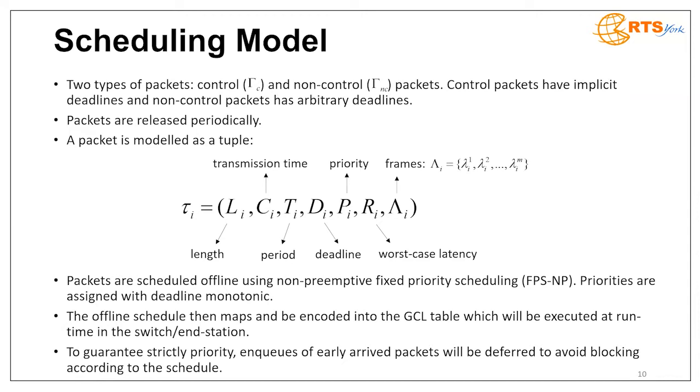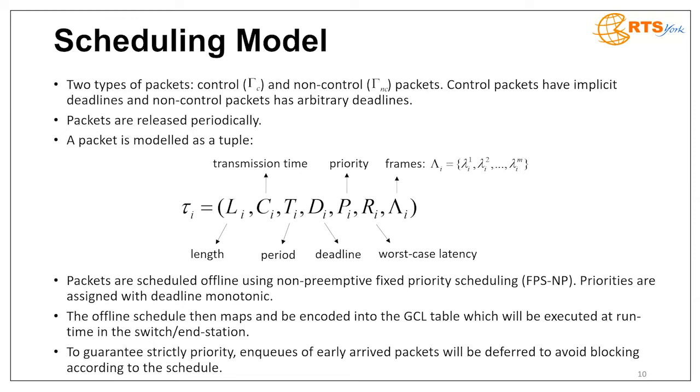In terms of the scheduling model, we have two types of packets, the control packets and non-control packets. We assume that control packets have implicit deadlines, meaning the deadline equals the period. And non-control packets have arbitrary deadlines, meaning the deadlines can be larger than the period. We also assume that packets are released periodically. So a packet is modeled as a tuple, which includes the length of the packet, the transmission time, the period, deadline, priority, worst case latency, and also the frames.